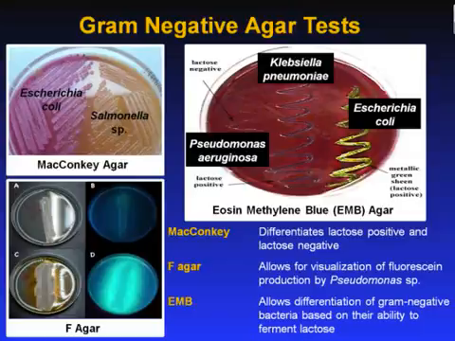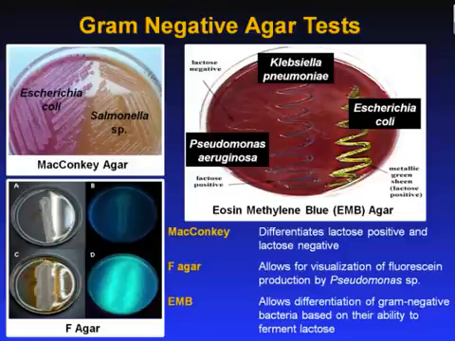This slide shows various agar plates containing specific nutrients for differentiating gram-negative organisms. The top left photo shows MacConkey agar, which differentiates lactose fermenting, i.e. lac-positive organisms from non-lactose fermenting, i.e. lac-negative organisms via a pH indicator.